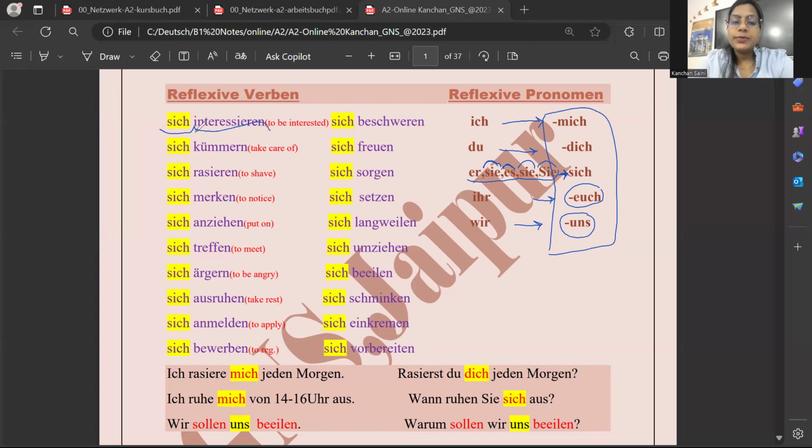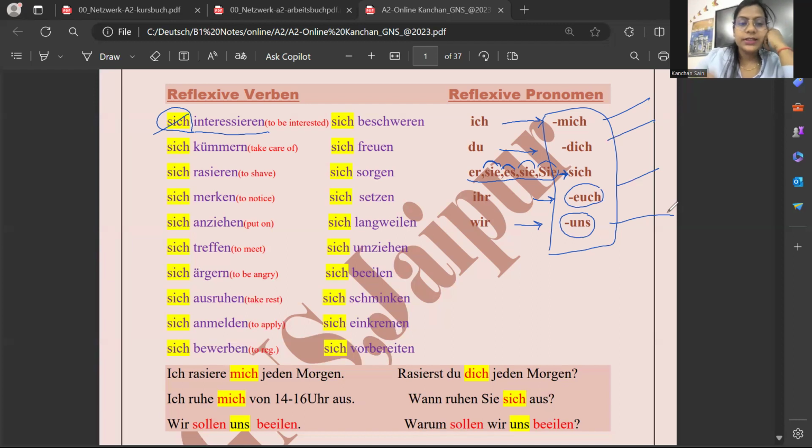So a reflexive verb, as I told you, will every time have sich. When you make sentences, this sich can change into mich, dich, euch, uns. It will always be according to the subject. Suppose my subject is ich, so I have to use mich. If I have the subject du, then it will be dich. So the reflexive pronoun will always be as per the given subject, as per the doer in the sentence.